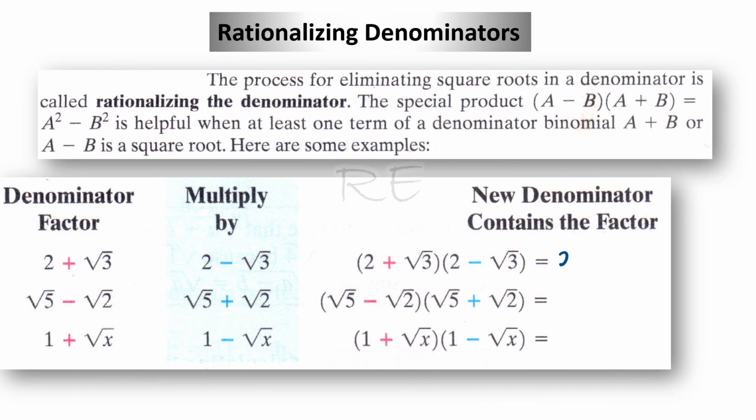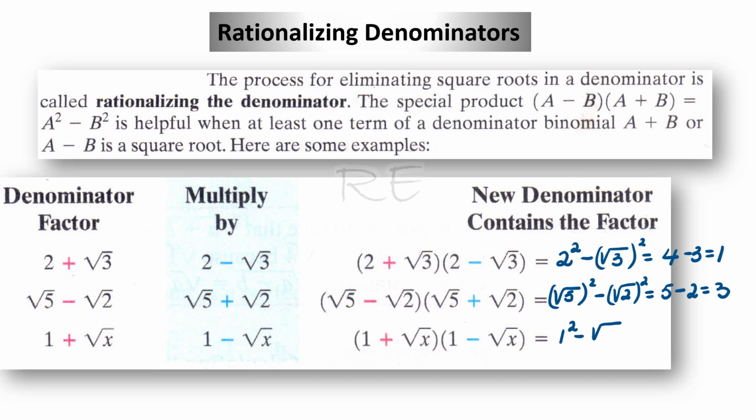2 plus square root of 3 times 2 minus square root of 3. Difference of two perfect squares will be 2 squared minus square root of 3 squared, which is 4 minus 3, which is 1. Square root of 5 minus square root of 2 times square root of 5 plus square root of 2 will be square root of 5 squared minus square root of 2 squared, which is 5 minus 2, which is 3.